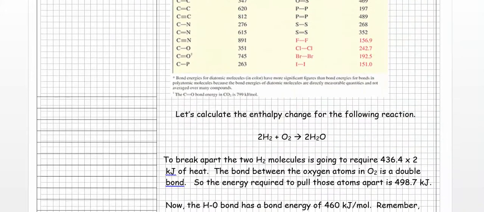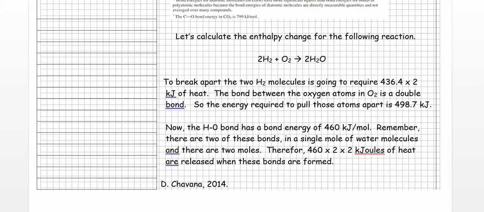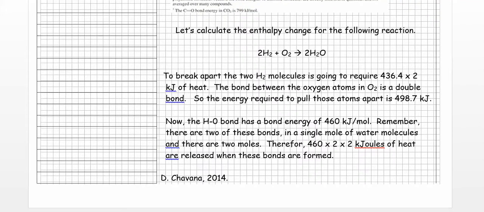Let's take a look at this problem right here. We want to calculate the enthalpy change, in other words, the delta H for the following reaction. So we've got 2H2 plus O2 yields 2H2O. And again, we want to know delta H for this reaction. It's not just given to us. We have to calculate it using bond energies. Well, in order to do this, what we're going to need to do is recognize what really is happening in this reaction. So let's take a look at the reactants.